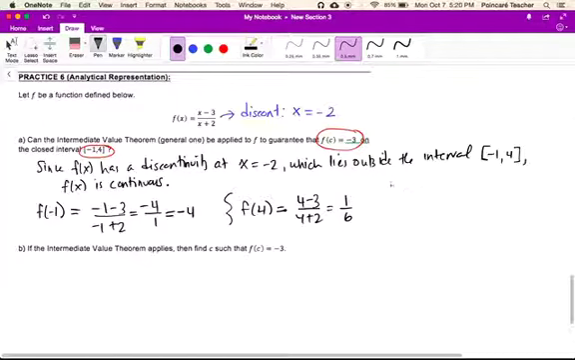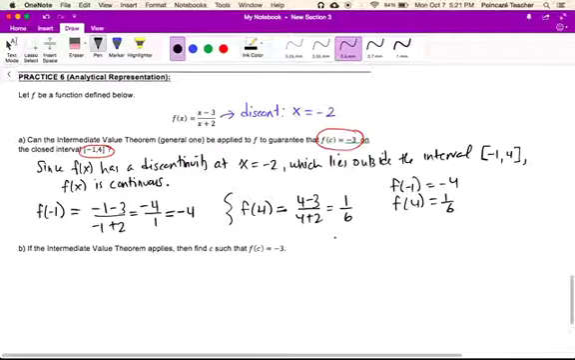Okay, so just to clean it up, we know that f of -1 is -4, and f of 4 is 1/6. Now we need to check, is -3 between -4 and 1/6? And the answer is yes. Therefore, the intermediate value theorem applies, and we can find such a c for some x value between -1 and 4 that will result in the y value of -3.